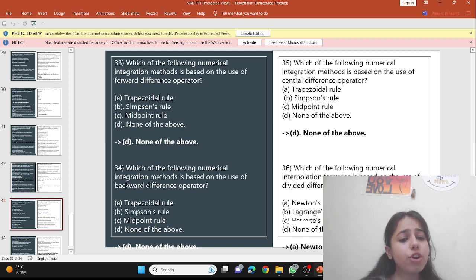36th question: which of the following numerical interpolation formulas is based on the use of the divided difference operator? A. Newton's divided difference formula. B. Lagrange's interpolation formula. C. Hermite's interpolation formula. D. None of the above. The correct option is A, Newton's divided difference formula, because it is the numerical interpolation formula based on the use of the divided difference operator.